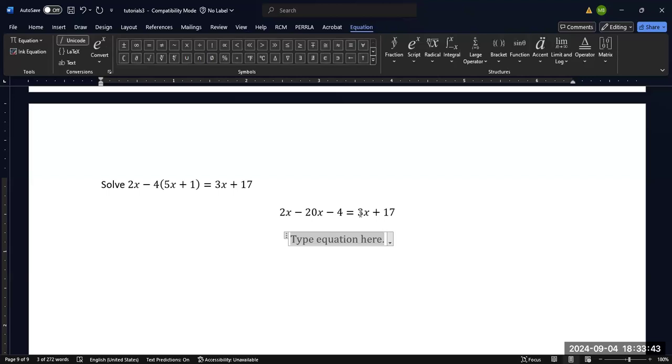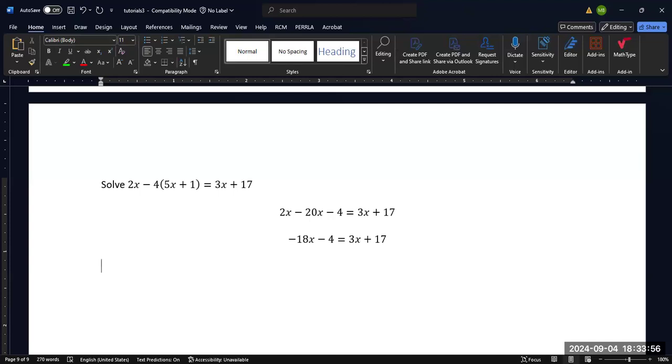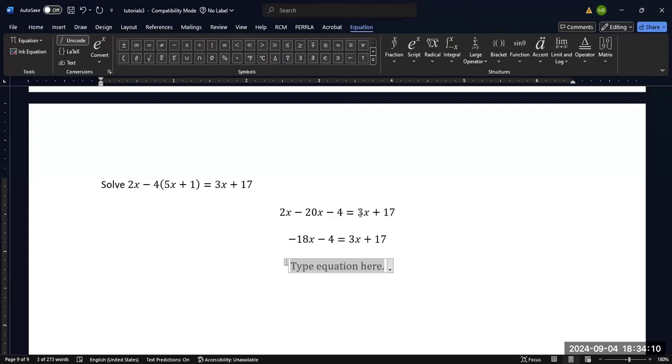Then we're going to combine like terms on the left side. So 2x minus 20x is going to give me -18x. Now we want to put our x terms on one side and our constant terms on the other. It's very common to put the x's on the left and the constant on the right. This is not obligatory, but this is the common practice. So to do that, I'm going to subtract 3x from the right side and the left side.